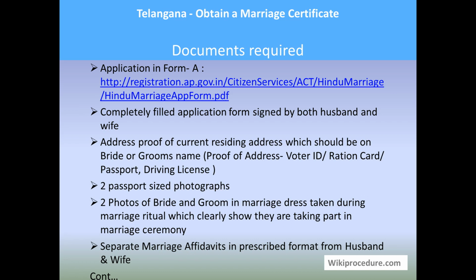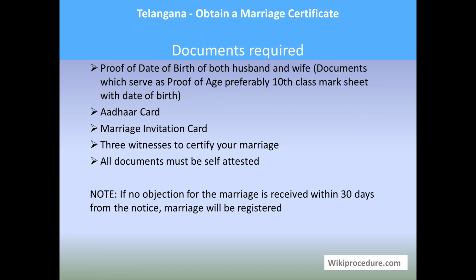Two passport size photographs. Two photos of the bridegroom in marriage dress, taken during the marriage ritual, have to be given to show that they have taken part in the marriage ceremony. Separate marriage affidavits in the prescribed format from both husband and wife. Proof of date of birth of both husband and wife. Documents which serve as proof of age can be the 10th standard mark list.